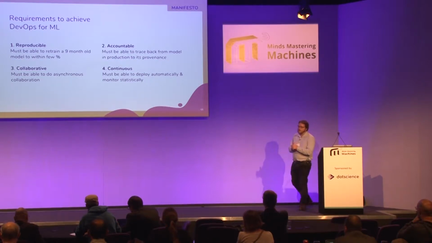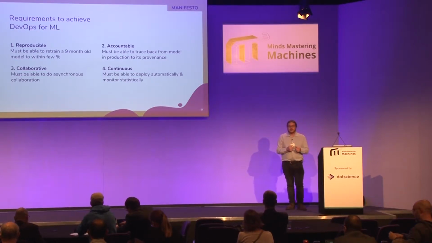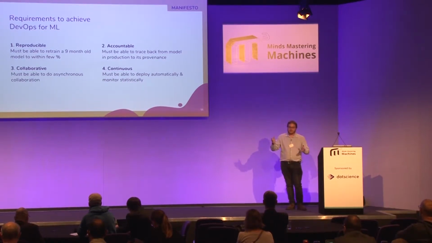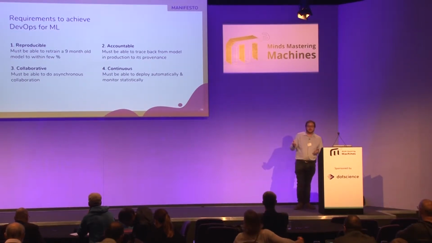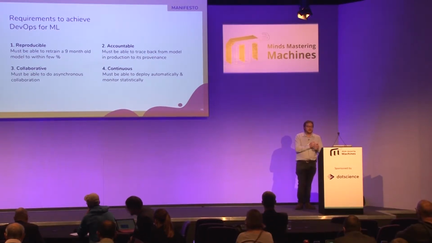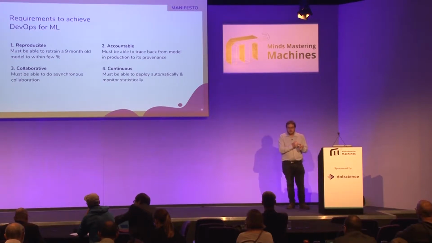That means that if you're developing a model and then 9 months later the model's running in production and I need to come and look at it, I need to figure out why something went wrong with it, perhaps, then I need to be able to retrain that model from the same source data with the same version of the code, with the same parameters, and get the same accuracy, at least to within a few percent.